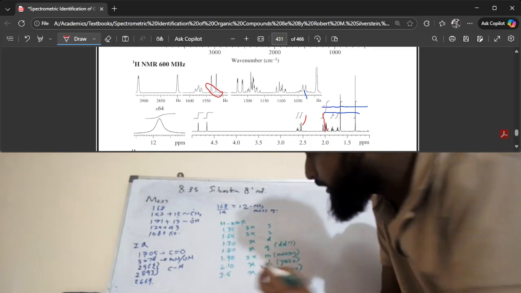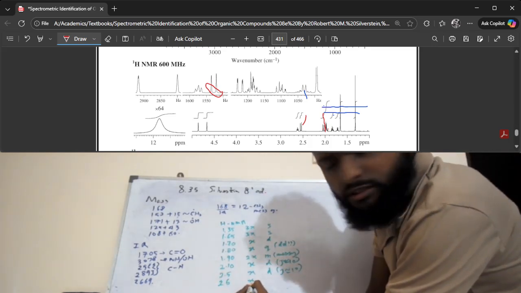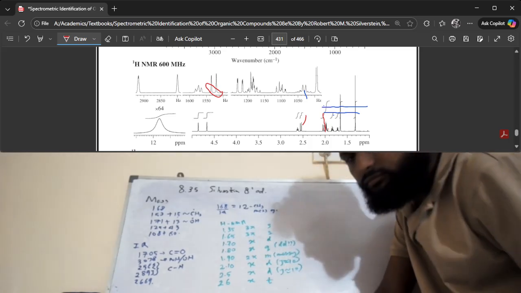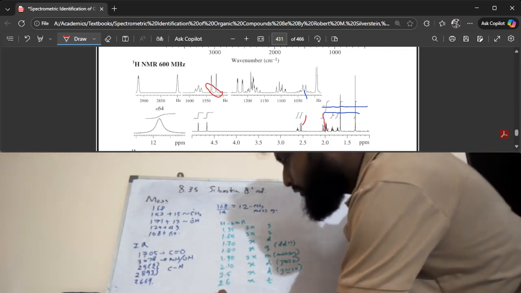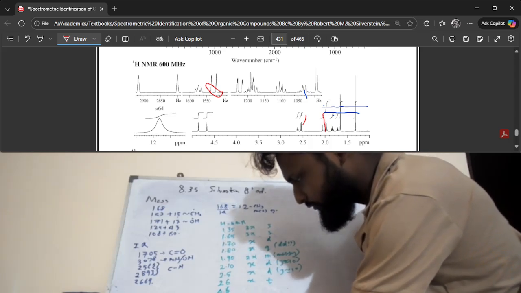And then there's another peak at 2.6, a very gorgeous triplet. Again, the height is X, elegantly a triplet, right? And then at the end of the spectrum, you see two singlets, 4.5, 4.6 ish, and then 4.9 ish.